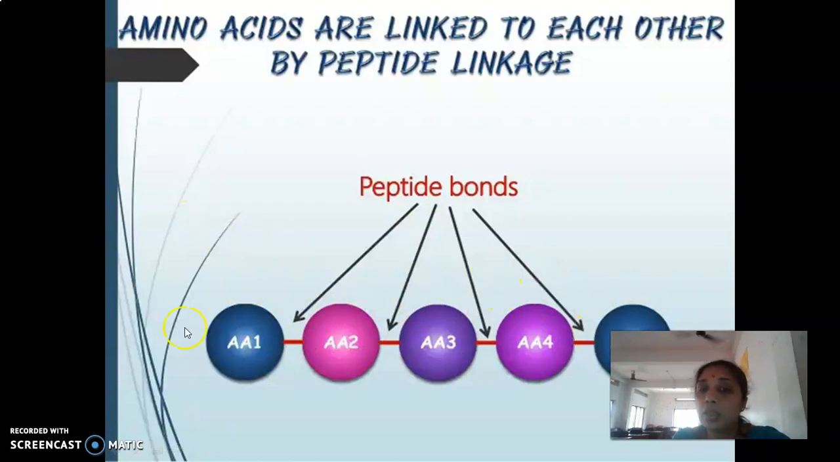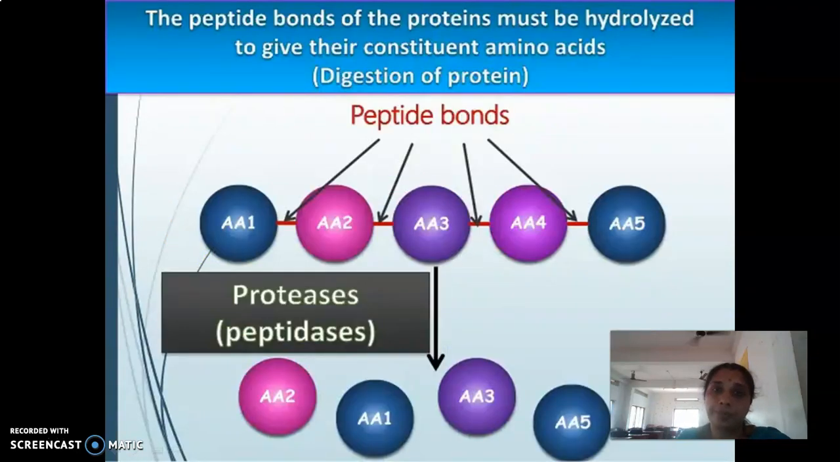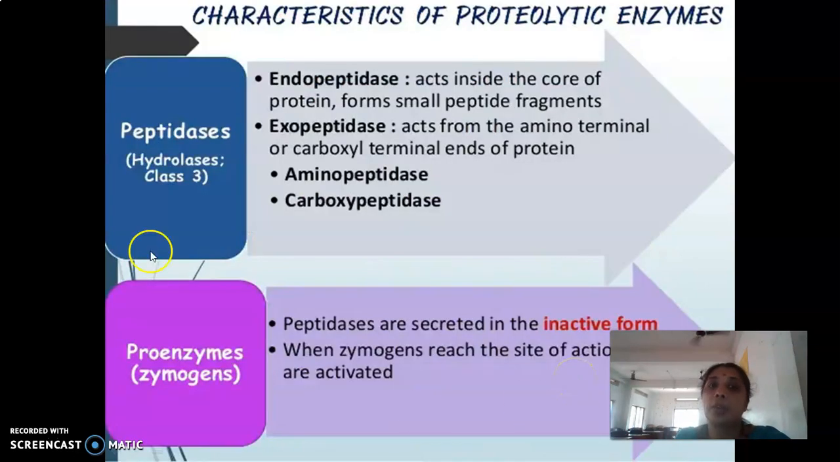So during digestion, what is happening? These peptide bonds are undergoing breakdown. So proteases will break the peptide bonds into individual amino acids. Peptidases are of 2 types, endopeptidases and exopeptidases. Pepsin is a typical example of endopeptidases, while examples of exopeptidases are aminopeptidase and carboxypeptidase.